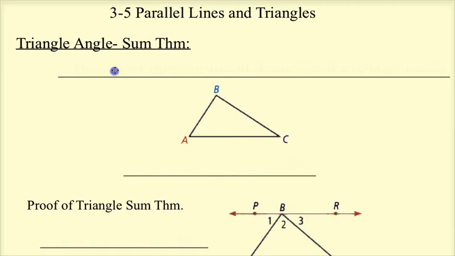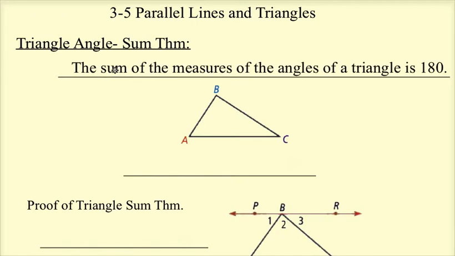The sum of the measures of the angles of a triangle is 180 degrees. So all three angles added together equal 180 degrees. Angle A plus angle B plus angle C equals 180 degrees. That's called the triangle angle sum theorem. So the angles of a triangle equal 180 degrees.